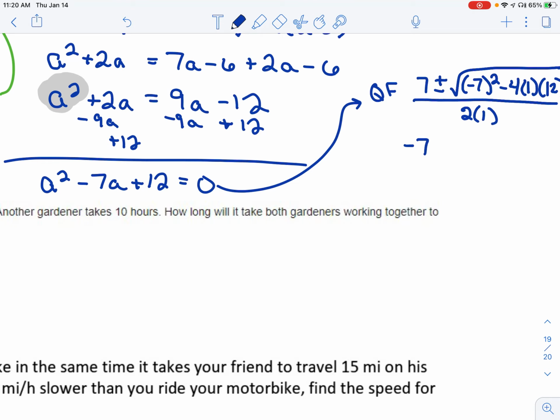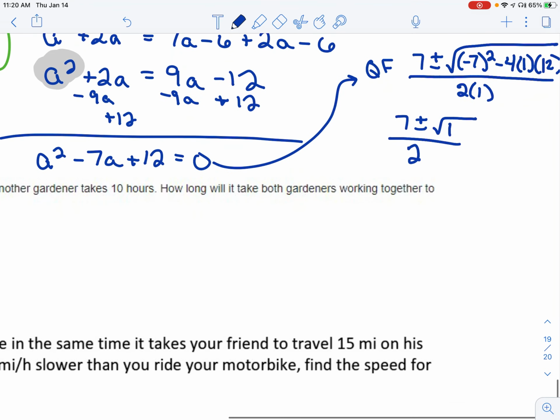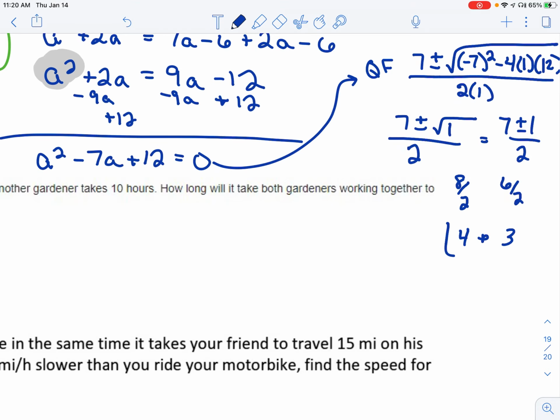Negative, oh, that's positive 7 because it's opposite b. Plus or minus square root of, let's see, and this is just a 1 over 2a. 49 minus 48. Oh my gosh, we're getting so close. Square root of 1 is just 1. Okay, now we'll add: 7 plus 1 is 8, and 7 minus 1 is 6. 4 and 3 are my answers.